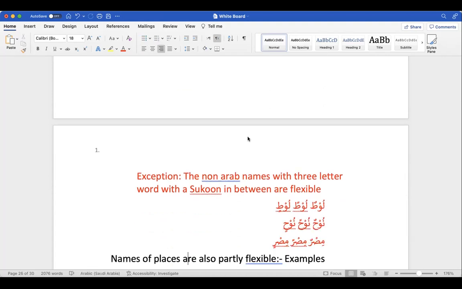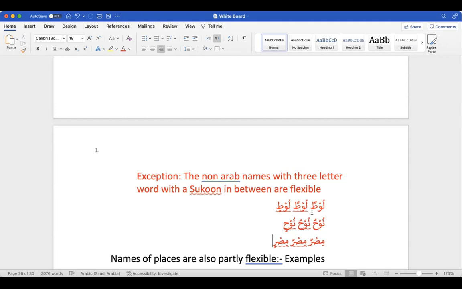Now, there's an exception for non-Arab names. There are some names in non-Arab names which are fully flexible. So what are those? Those are 3-letter names. All non-Arab names which are of 3 letters, and in the midst of the letters, if there is a sukun, jazm, then it is fully flexible.